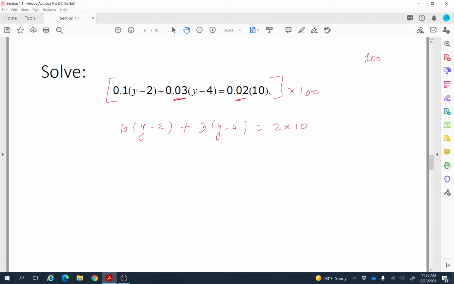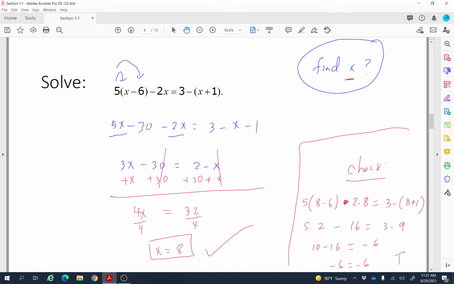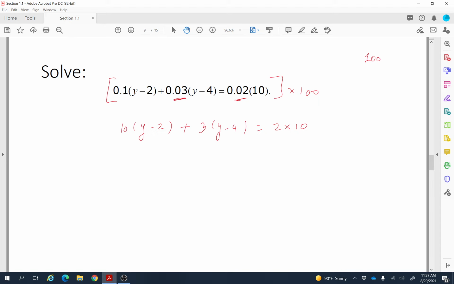Now after this it's the same problem as the thing we did here. Just distribute these numbers and then do the simplification. So 10y minus 20 plus 3y minus 12 equals 20. Combine this, 10y plus 3y, that will be 13y. Combine this negative 20 and negative 12, that is negative 32.